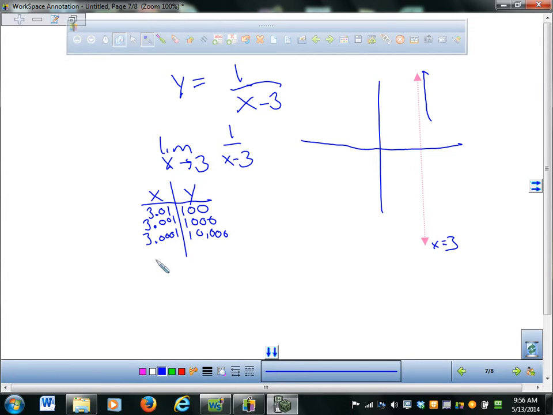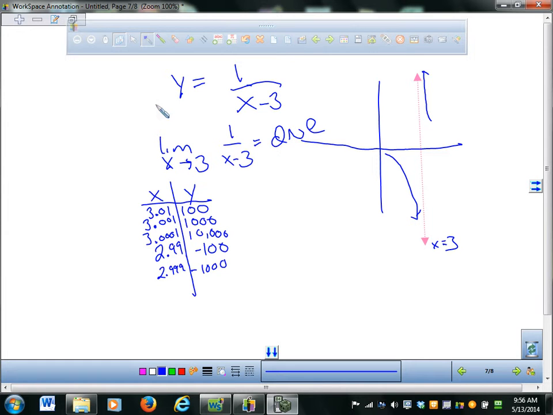Okay? As I get close to 3 from the left side, like 2.99, what number am I going to approach? Negative 100. Okay? Then over here, if I plug in 2.999, I'm going to get negative 1,000, and so on. So what this function looks like here is this way. Okay? So what do I say about the limit as x goes to 3? No. Does not exist. Okay? And then there's one more case in which the limit does not exist.